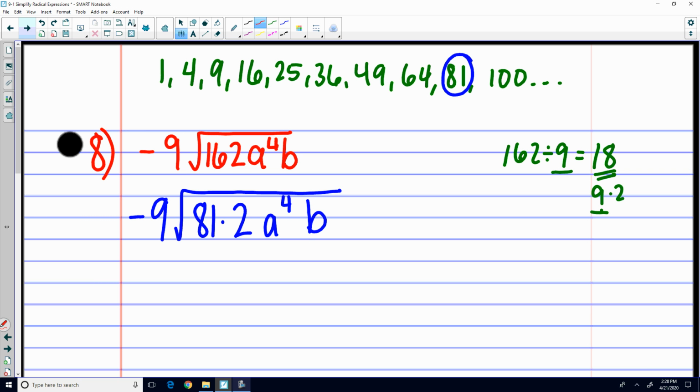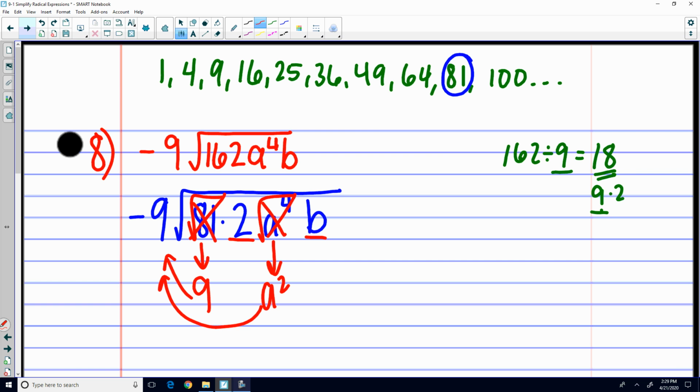All right, let's take our perfect squares. Let's take the square root of 81. 9. I did that. Cross it off. 2, we can't take a square root of. A to the 4th we can. That becomes a squared. Gone. B we cannot. So I need to bring these out to the outside of the house.